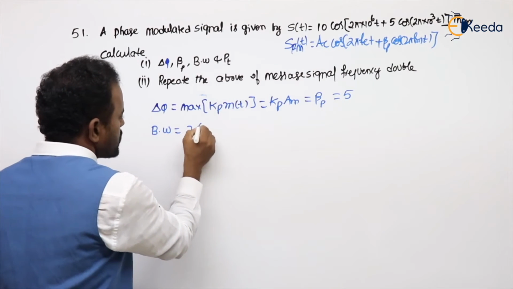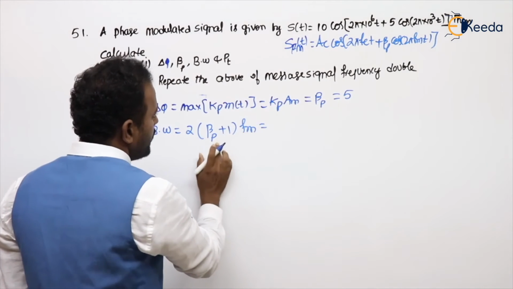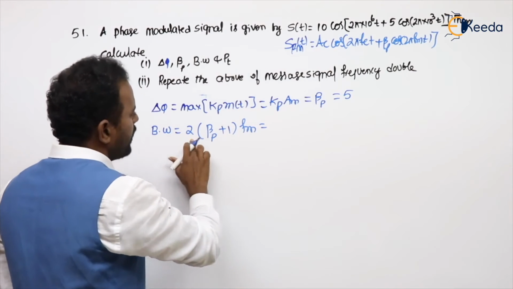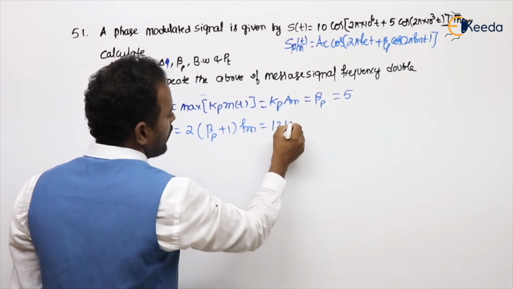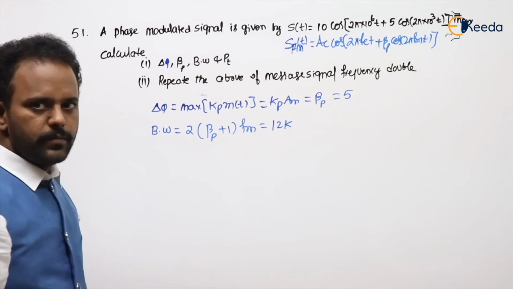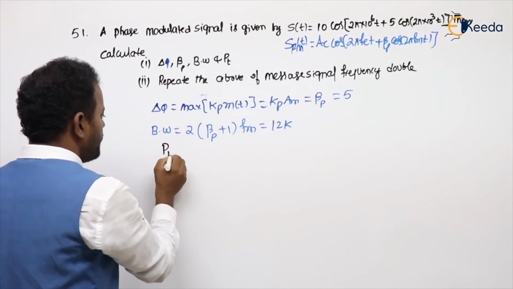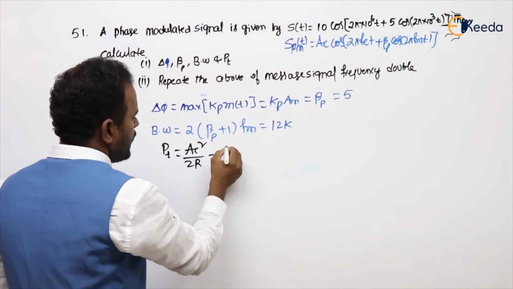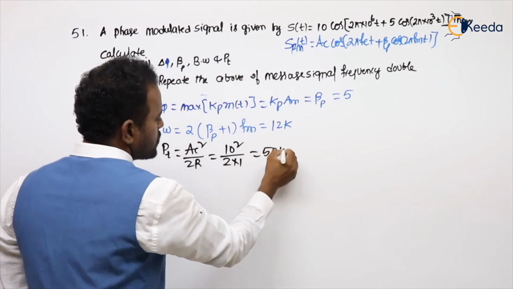Beta p is also 5. 5 means greater than 1, so bandwidth is twice of beta p plus 1 into FM because it is wideband. Beta p value 5, 5 plus 1, 6. 6 twos are 12, into what is the FM value? See there, 1K. So 12K. Next, power. For wideband, what is the power? Same formula, Ac square by 2R. Ac value given 10, 10 square by resistance, not mentioned, 1. So 50 watts.